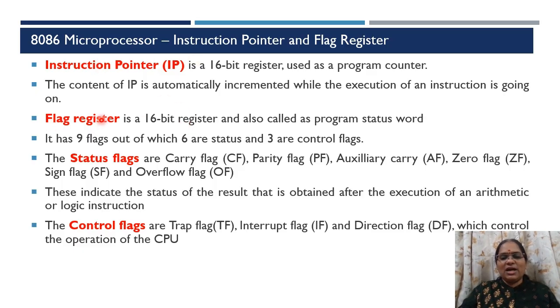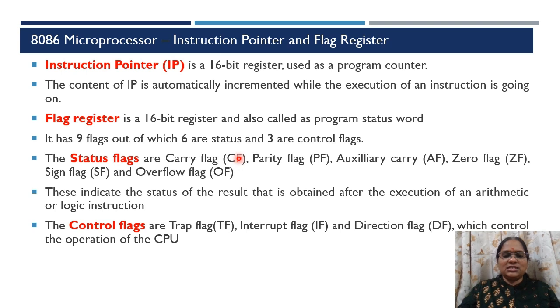The last one is the flag register, which is also a 16-bit register. It is also called the program status word. We can say the flag register reflects what the status of your processor actually is. So we have 16 bits. Out of 16 bits, we'll be using just 9. And out of 9, 6 are status and 3 are control. Status flags reflect the status of your processor. Control flags are where the user can control a function of your processor. That is the difference between these two.